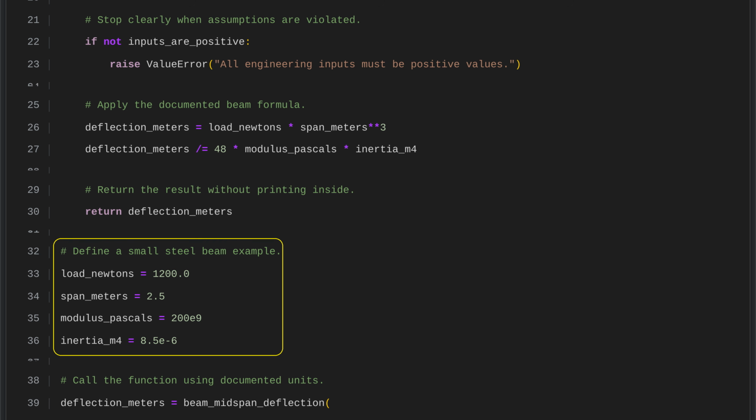The beam is described using 4 key properties: a 1200 Newton load, a 2.5 meter span between supports, a modulus of elasticity of 200 billion pascals, and a moment of inertia of 8.5 times 10 to the negative 6 meters to the fourth power. Together, these values define the applied force, beam length, material stiffness, and resistance to bending.